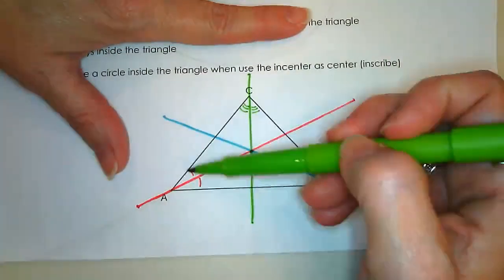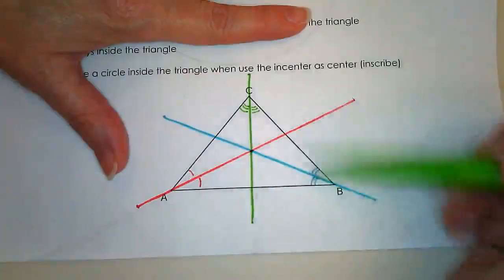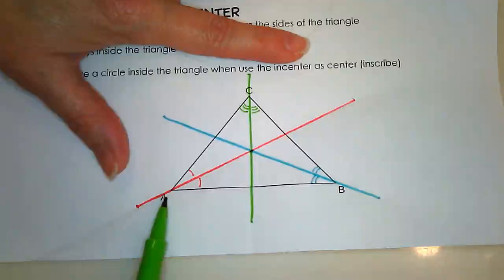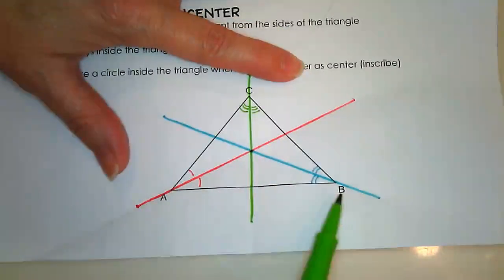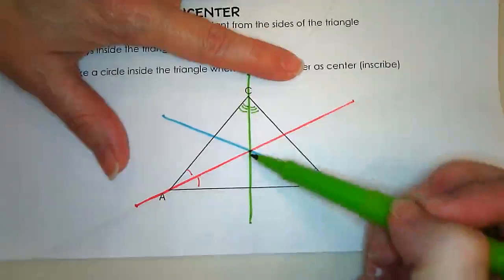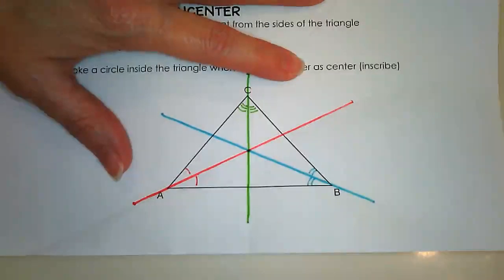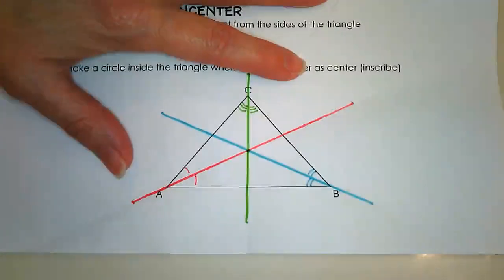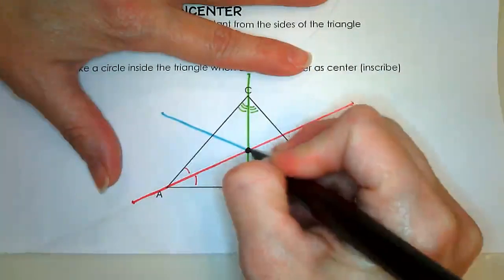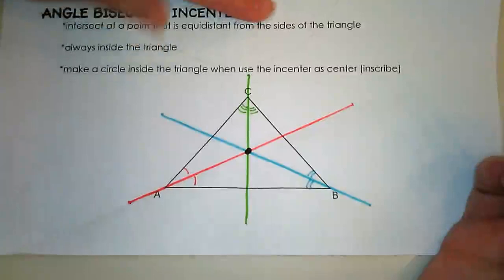So I have 3 angle bisectors because the red one bisected angle A, the blue one bisected B, and the green one bisected C. Now, they all met almost perfectly right here inside of the triangle. So this is the point of concurrency.